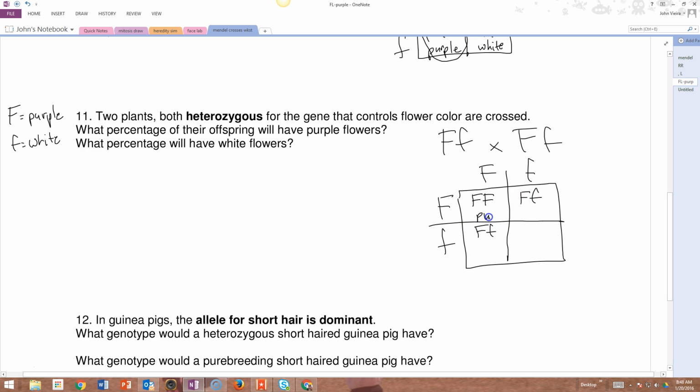All of these are going to be purple, purple, purple, white. What percentage will have purple flowers? 75%. What will have white? 25%. You can see right here, even though that's not the color, that's purple right there. And there's your white right there.